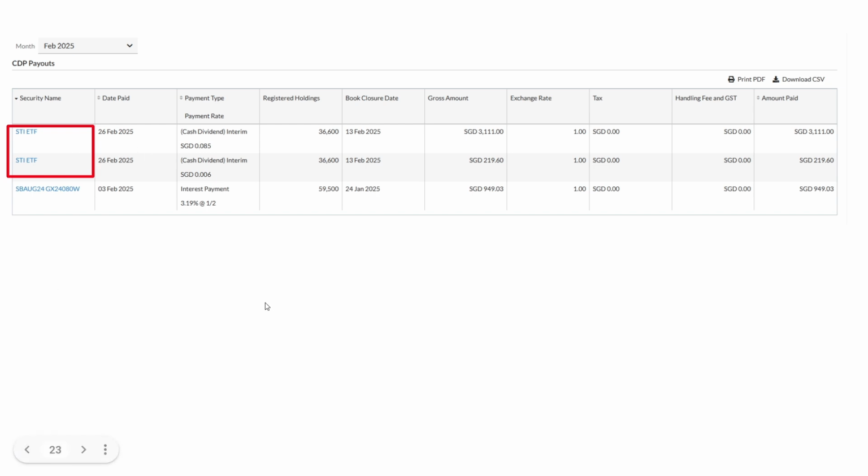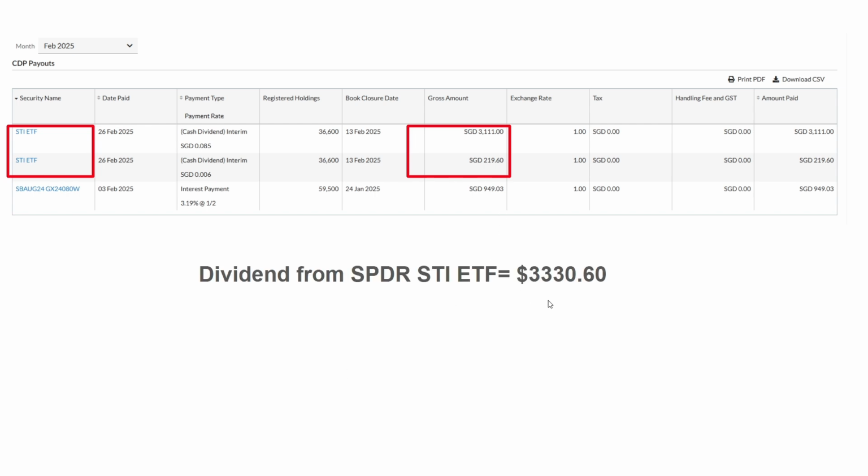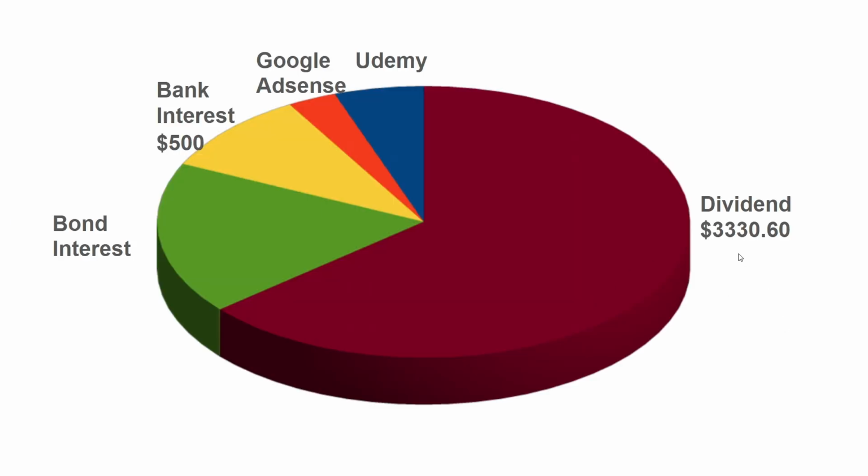And in February, it pays me a total of $3,111 plus $219.60, which adds up to $3,330.60. So this is my fifth source of income in February, dividend from the SPDR STI ETF, which gives me a total of $3,330.60. So in total, the amount of income I received in the month of February is, drumroll please, $5,216.99.